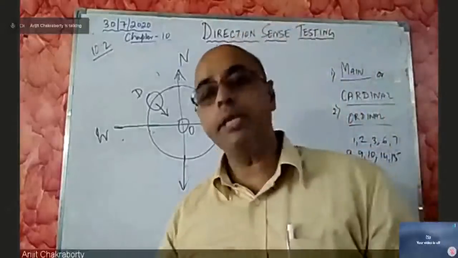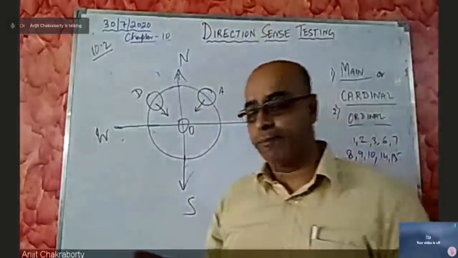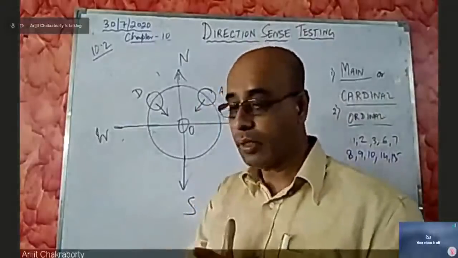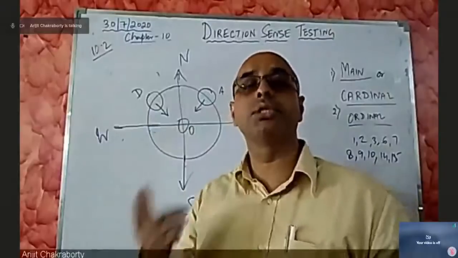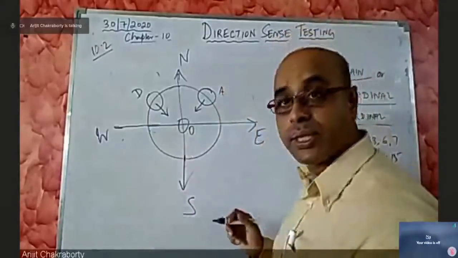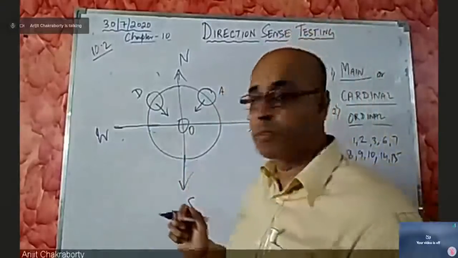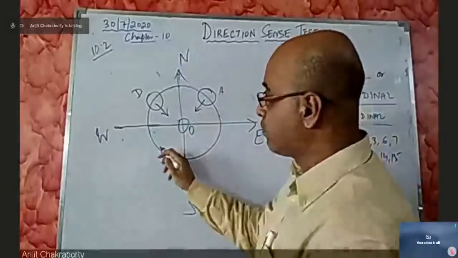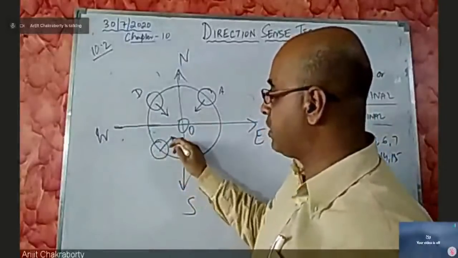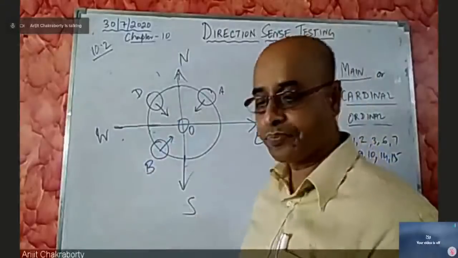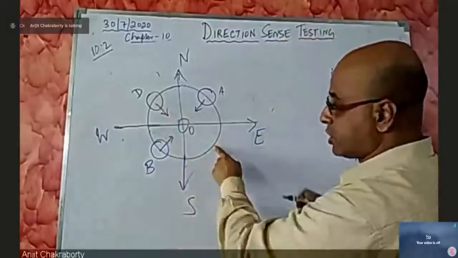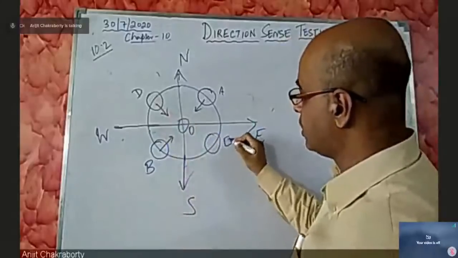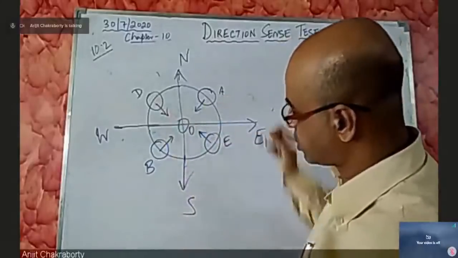B and E are right opposite A and D, respectively. So B is opposite to A and E is opposite to D. So we'll fulfill the condition given. B is opposite to A. So A is here, that means opposite to A is B. So here is B. And E is opposite to D. D is opposite, we have E here. So E is here and looking towards this direction.